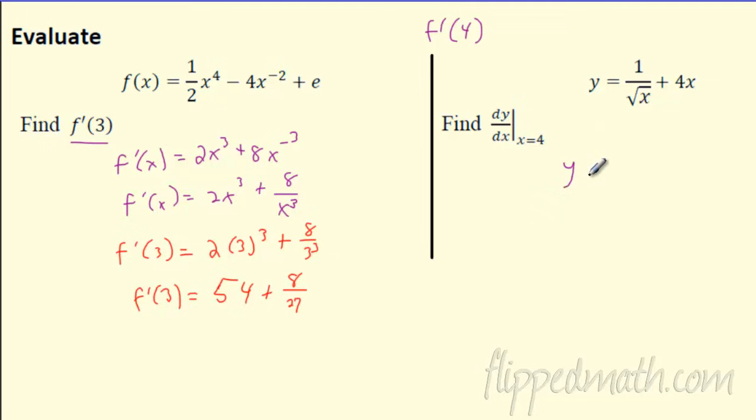So I'm going to rewrite this one first as what? That is x to the negative 1/2. Then I'm going to differentiate. And I've got what? Negative 1/2 times 1 is negative 1/2 x. Drop that power again, becomes negative 3/2. Derivative of 4x, just plain old 4. I love those.